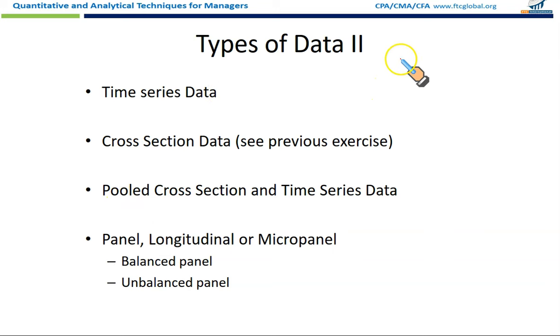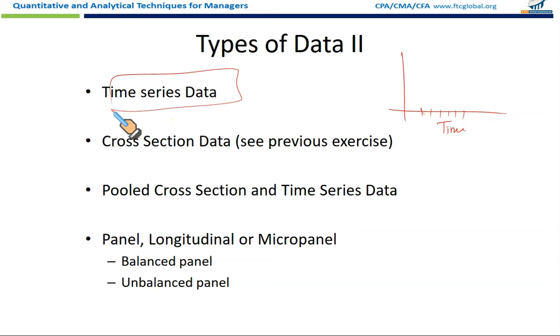Time series data. You have time on the x-axis and probably the yearly earning on the y-axis. So time series data, that is the data on earnings and education that we're currently considering, collected at regular intervals over a period of time, let's say 20 years. So average yearly earnings of individuals with varying level of education over the last 20 years. So data reflecting the trend over time is called the time series data.